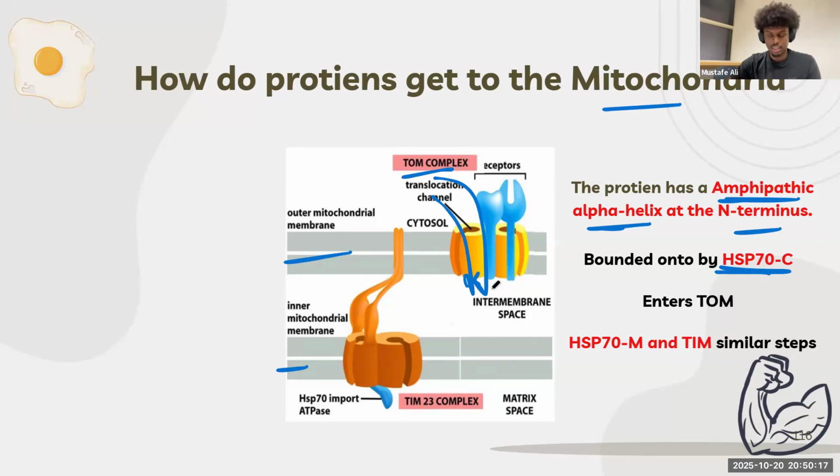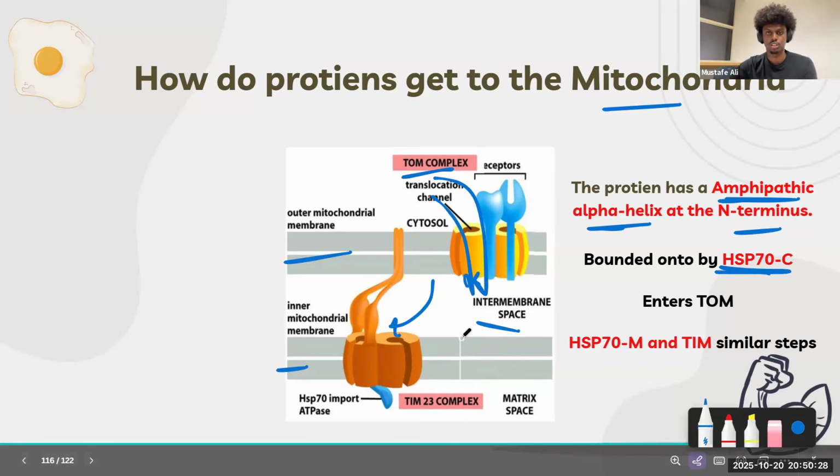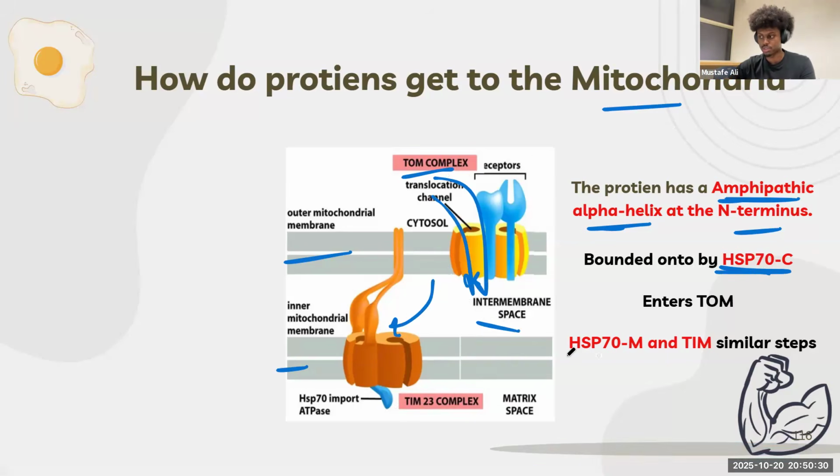Now, once it's inside of this space called the intermembrane space, it will then head towards this next channel, which is called TIM. Once it's gone towards TIM, it will be met with another protein called HSP70M. And the same thing will happen. This HSP70M will unfold this protein and make it more transmissible across this membrane, being TIM. All right?